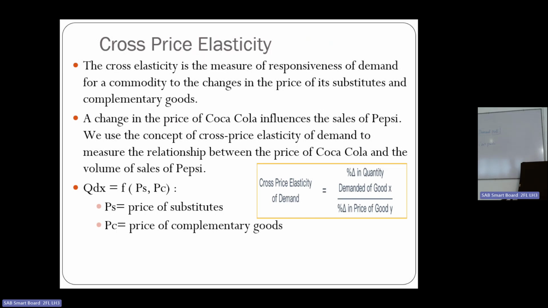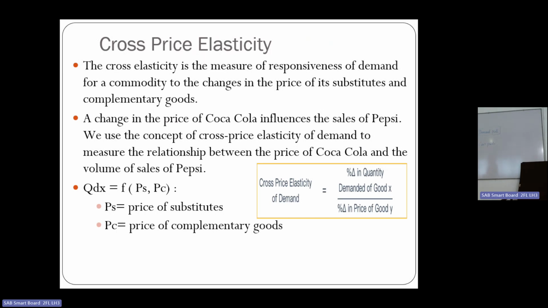X and Y, right? So how do we calculate that one? Over here, it says the quantity demanded for product X is a function of the price of substitutes and the price of complements, right? So this is the price of Y and the demand for X. When the price of Y changes, how is the demand for X affected? That is the cross price elasticity.